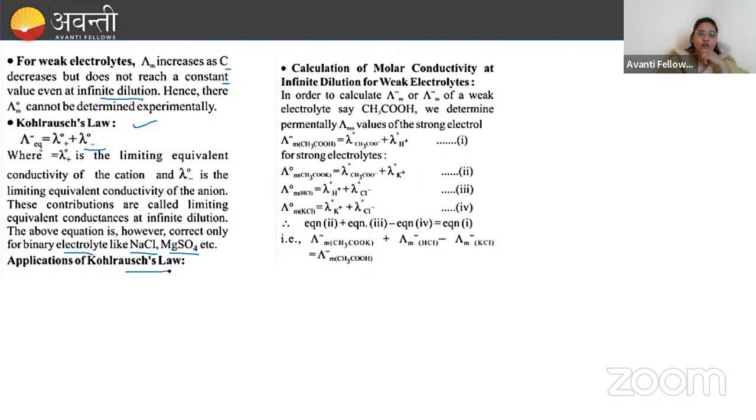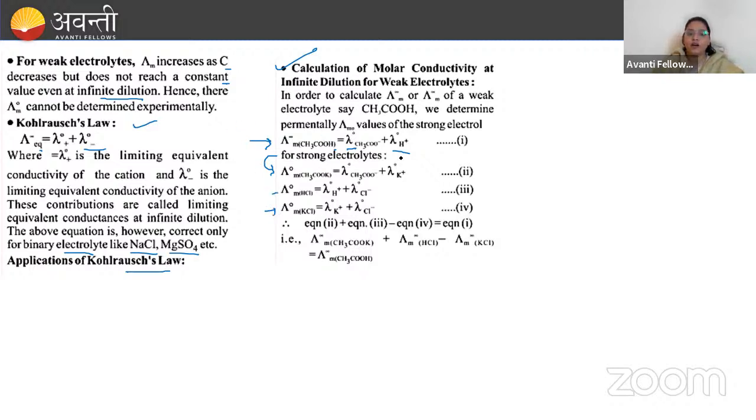What are the applications of Kohlrausch law? We can calculate the molar conductivity at infinite dilution for a weak electrolyte by using Kohlrausch law. Here I have shown it for acetic acid, which is a weak electrolyte. If you need to calculate its equivalent or molar conductance, you can just write down the limiting molar conductivity for acetate ion plus limiting molar conductivity for H+ ion. For strong electrolytes like sodium or potassium acetate, you can also calculate the molar conductivity for HCl, for KCl.